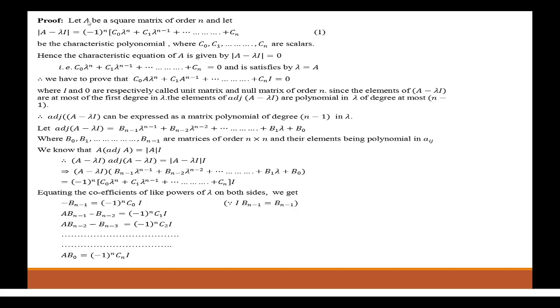Here, let A be a square matrix of order n, and let us take the polynomial equation |A - λI| = (-1)^n (c0 λ^n + c1 λ^(n-1) + ... + cn). This is the expansion of the characteristic polynomial equation, in this equation 1, where the constants c0, c1, ..., cn are scalars.